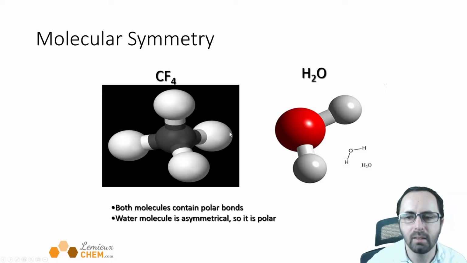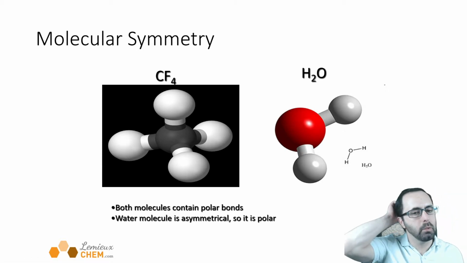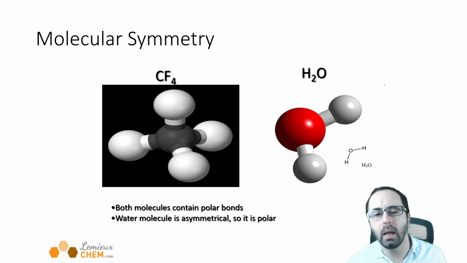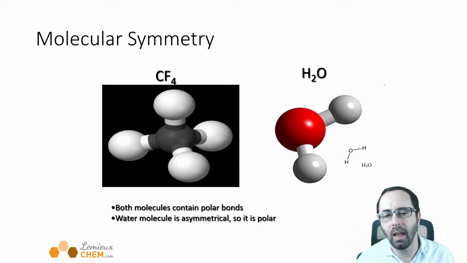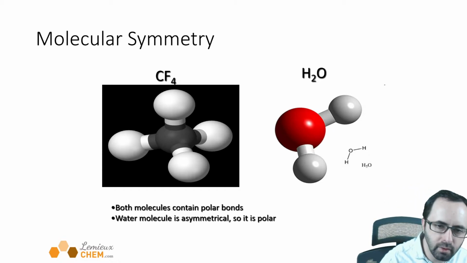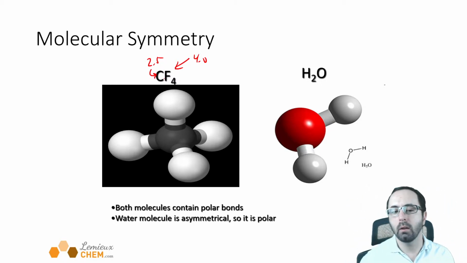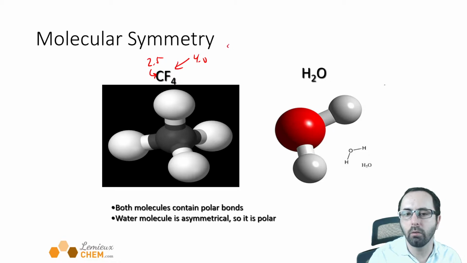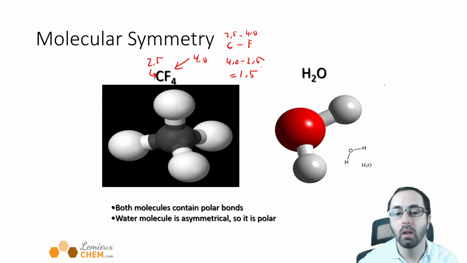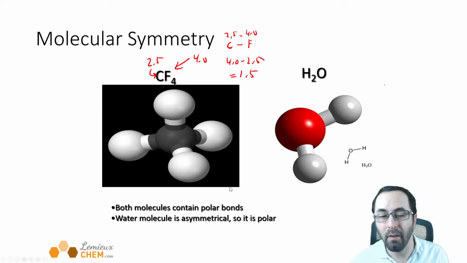And so let's take a look at a couple of examples that demonstrate this point. So here we have a molecule representing CF4. The electronegativity for carbon is 2.5, and for fluorine it's 4.0. So you have 4 carbon-fluorine bonds here. For a carbon-fluorine bond, it's again 2.5, 4.0. We take the difference, 4.0 minus 2.5. That difference is 1.5. So these carbon-fluorine bonds are very, very polar.